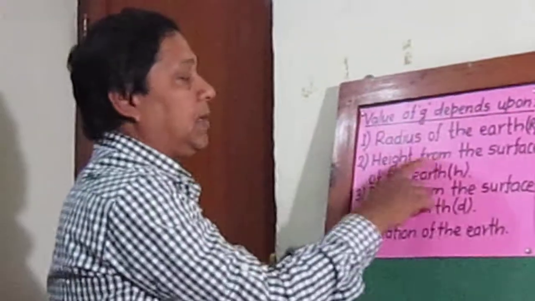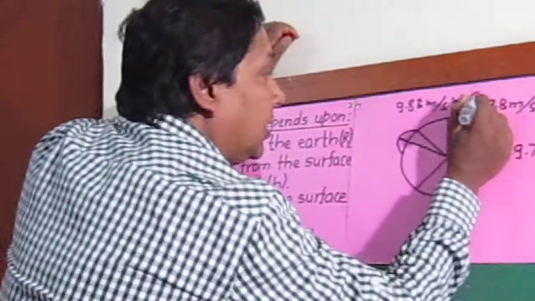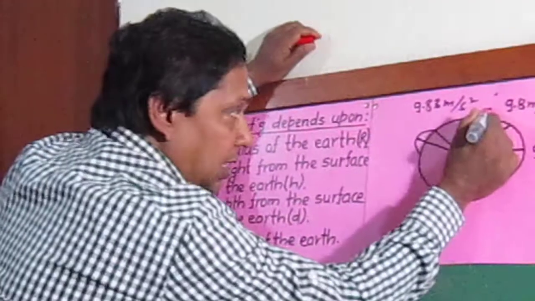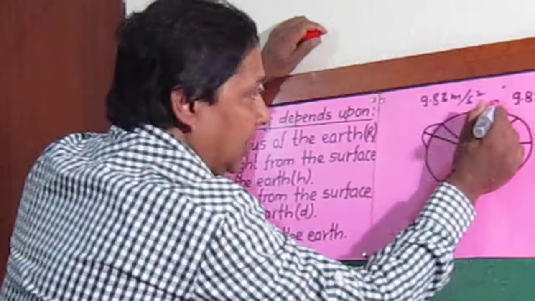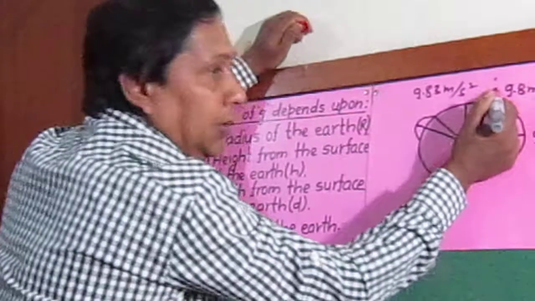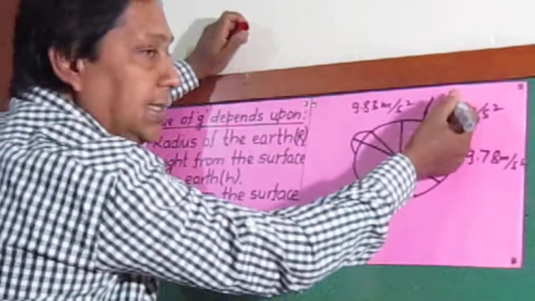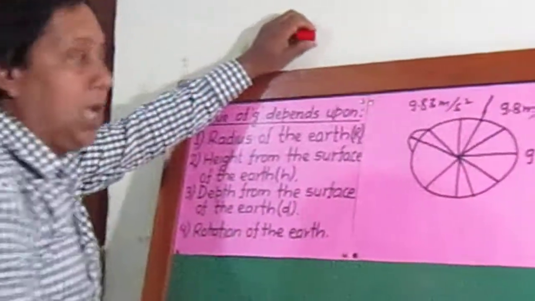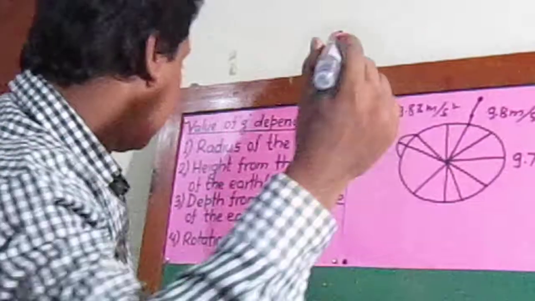Now next point, value of g depends upon height from the surface of the earth. As we go to more height from the surface, the value of g goes on decreasing. If it is 9.8 at this place, then it will be less at height, maybe only 9 or 8, or it is even less at more height, maybe only 6 meter per second square. As we go up, the value of g goes on decreasing.